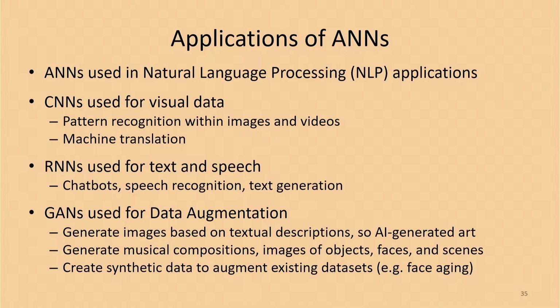Okay, see, here are the applications. ANNs are used in natural language processing. Many of you, if you're doing research, may have NLP projects. CNNs are used for visual data pattern recognition with images and videos. Machine translation, chatbots and speech recognition, text generation, that all is recursive neural networks. And the generative are used to generate images based on textual description or AI-generated art.